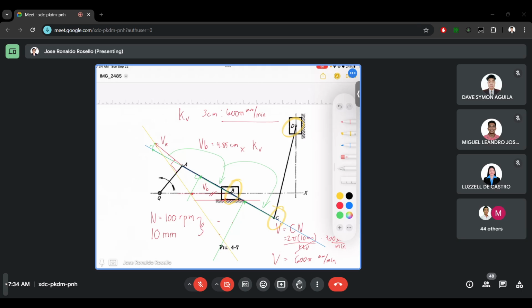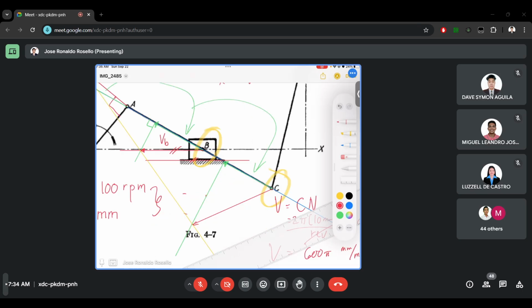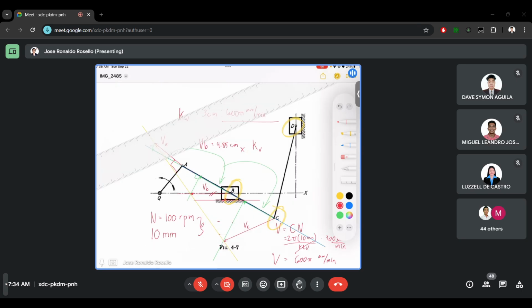Okay. Then we make the vector of C going to the intersection, and this will now be velocity C. We will measure it with the ruler: 1, 2, 3, 4, 5, 6, 6.6. So if velocity C is equal to 6.6 centimeters, let's just multiply it with the velocity scale. We will now have the value of velocity C.